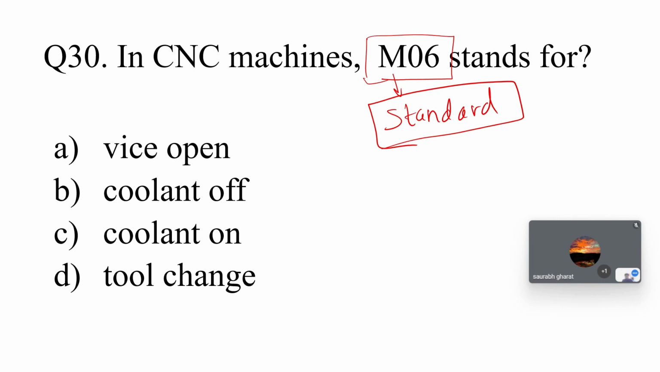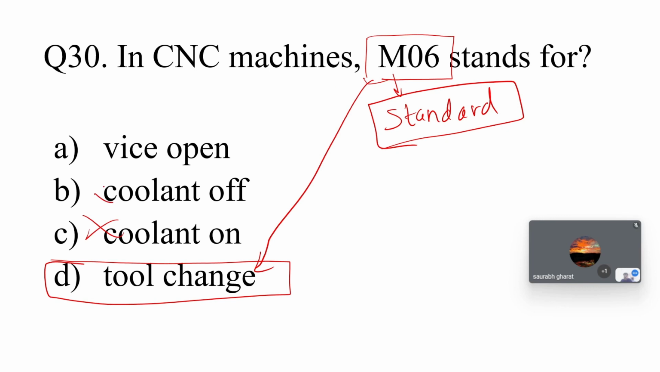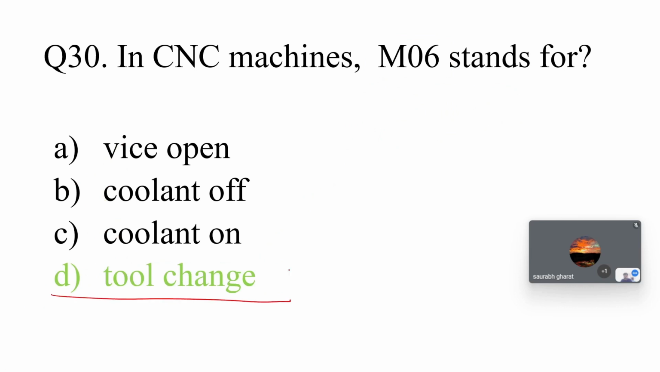If you go through the standard literature which is available, or even the slides, you will get that M06 stands for tool change. Coolant on is the wrong answer. So tool change is the only correct answer. It is a standard part. You have to remember it too. So tool change is the correct answer.